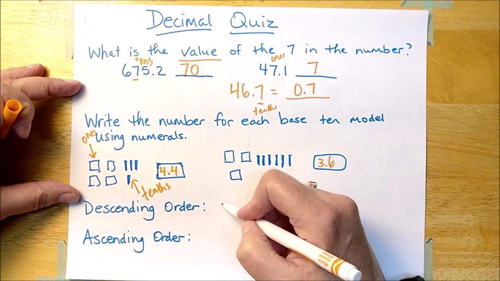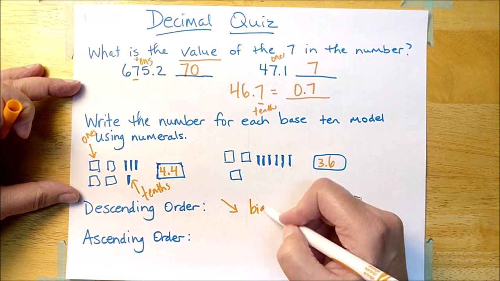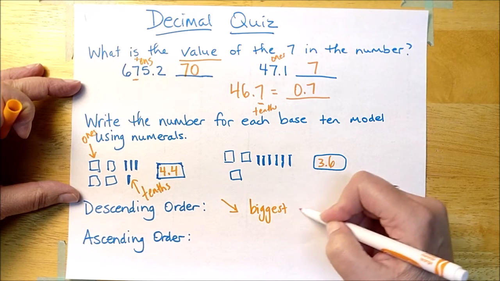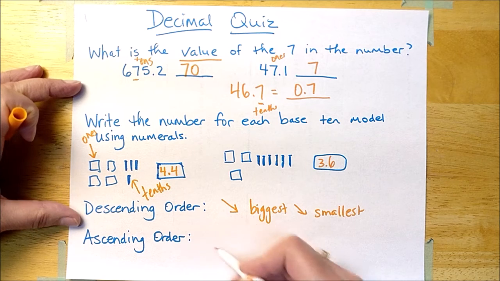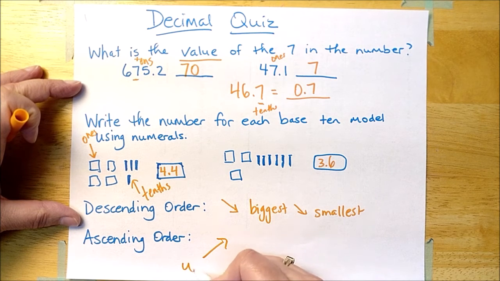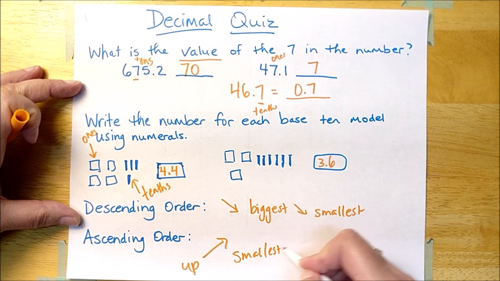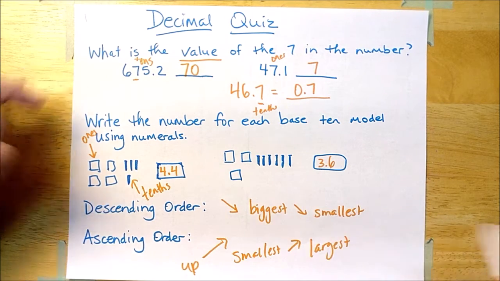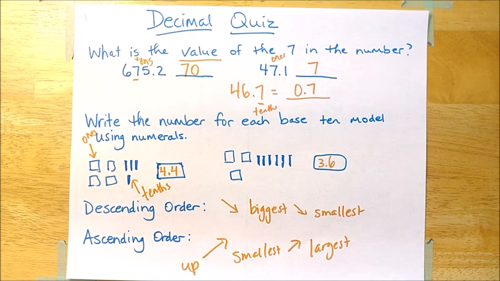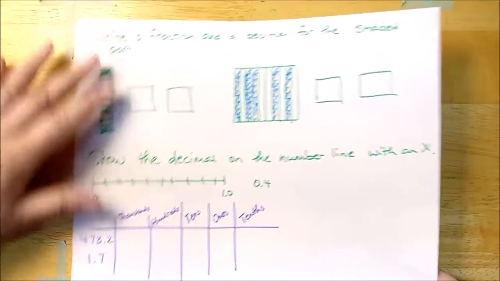Remember, descending order is going down. So you're going from biggest down to smallest. Ascending order is going up. So you're going from smallest to largest. Okay, just remember that descending and ascending order. So those are some of the questions you're going to be doing.